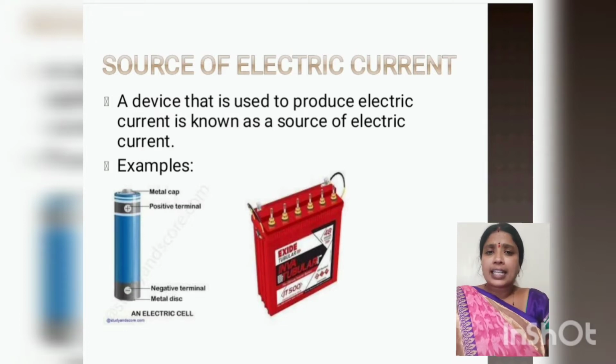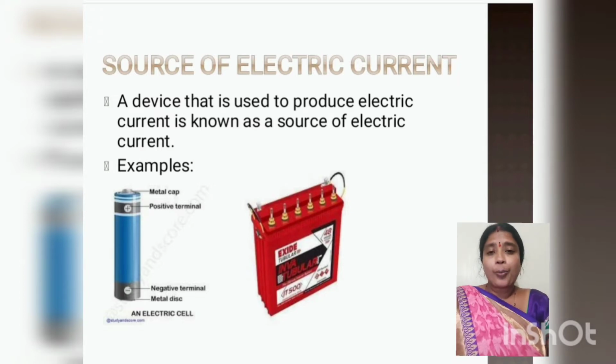Now, electric current is nothing but flow of charges. Now, how do these charges come? From where do these charges come? These charges come from different sources. A source is a device which is used to produce electric current, and one such device is a cell or a battery. When two or more cells are joined together, it forms a battery. In this image, you can see how the cell and a battery look.